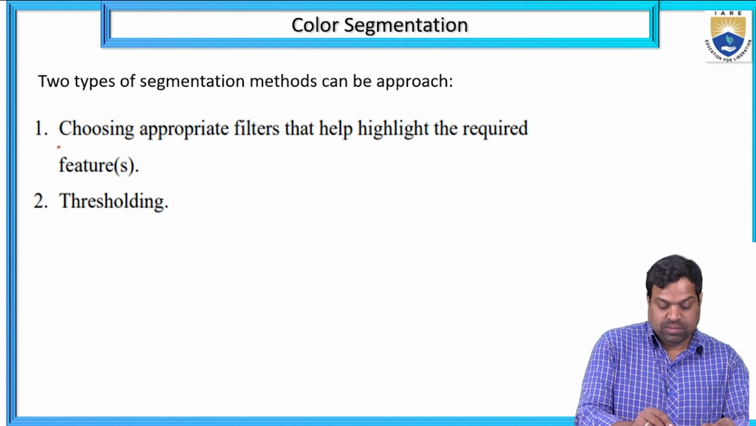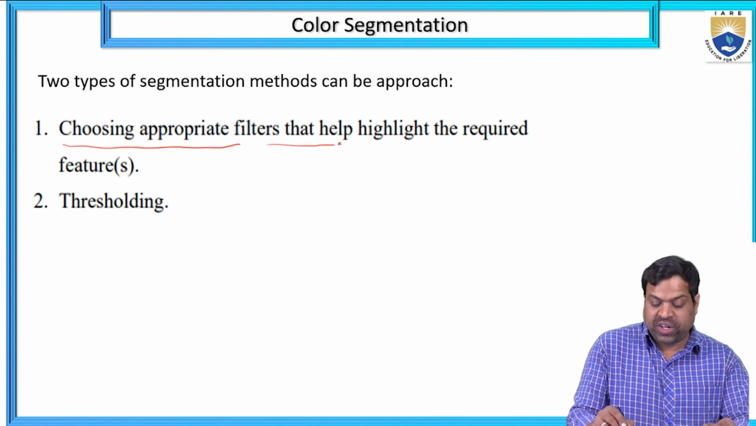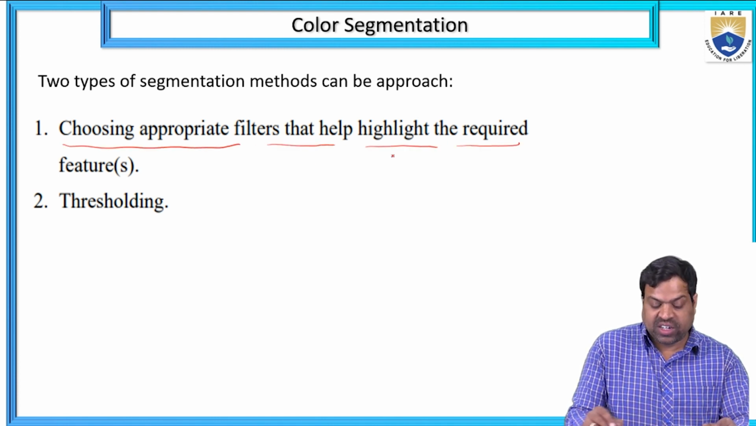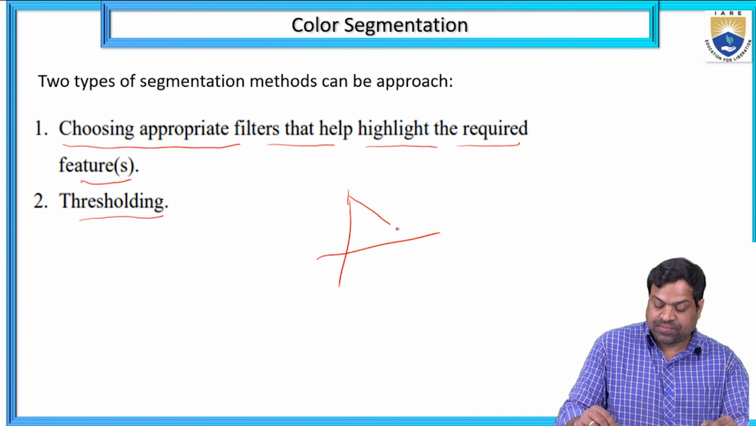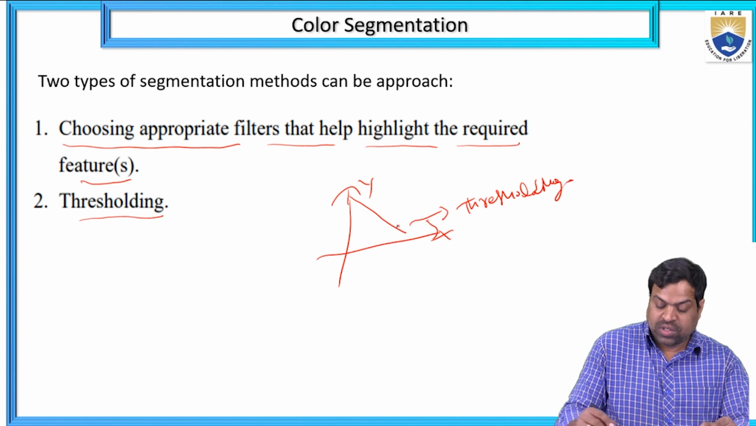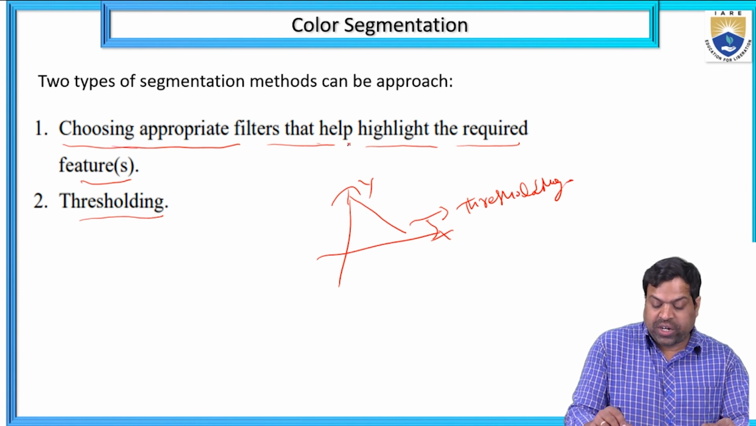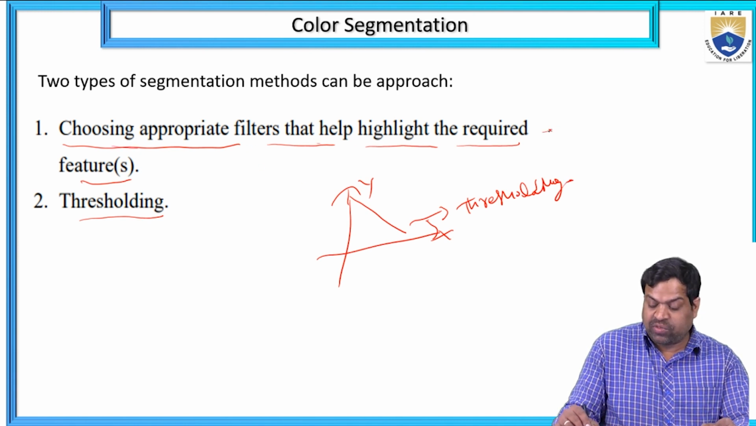First one, choosing appropriate filters that help highlight the required features. Another one is thresholding. So what is thresholding? So choosing appropriate filters that help highlight the required features.